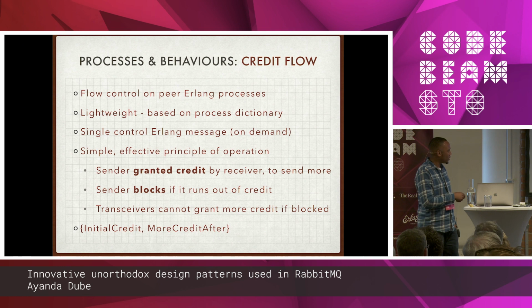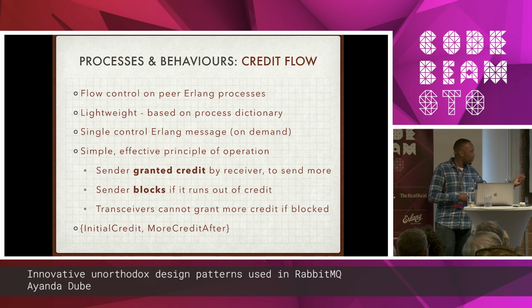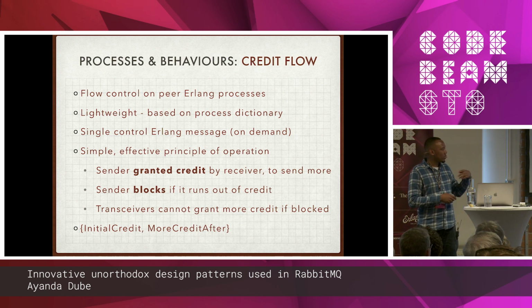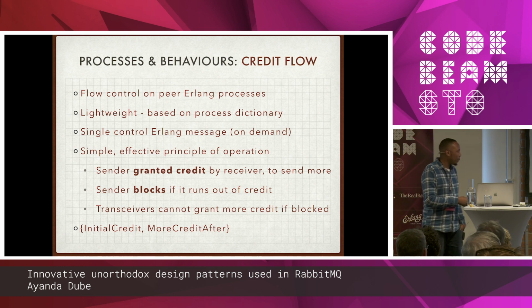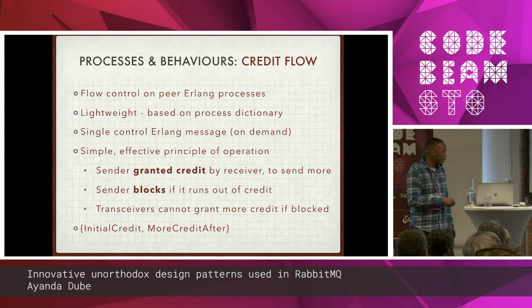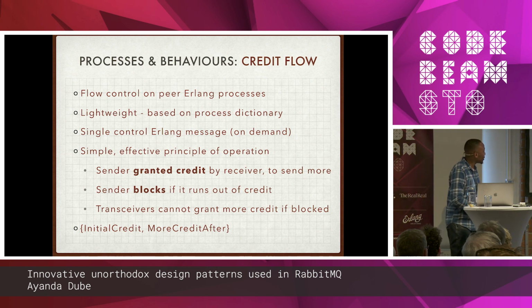So it's very lightweight. And the concept is basically you've got a sender which is granted credit by the receiver, right, to send it more messages, right? And then the sender will block if it runs out of credit. And if a process is a transceiver, so both receiving and sending, it can't grant more credit to a peer process if it's already blocked, right? And the config is basically you initialize it with initial credit and then credit after, right? So how does this work?